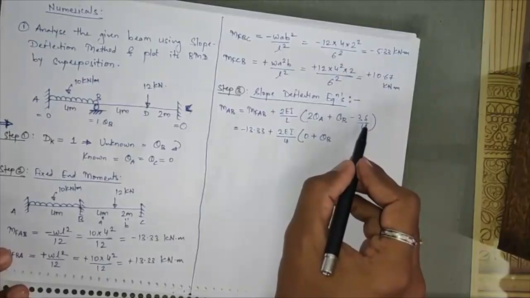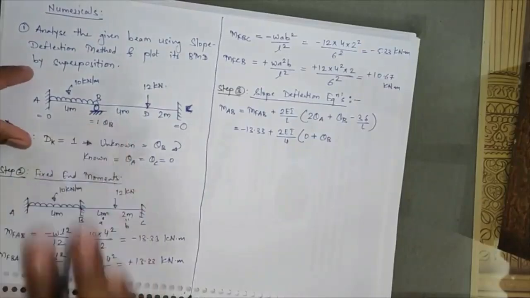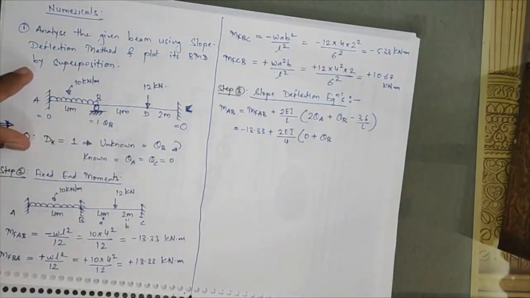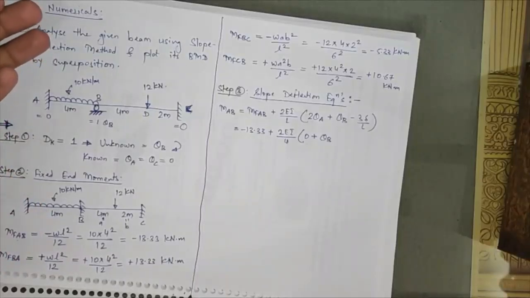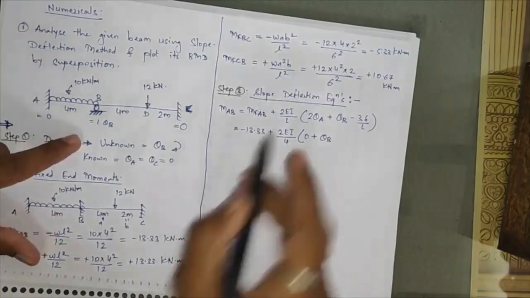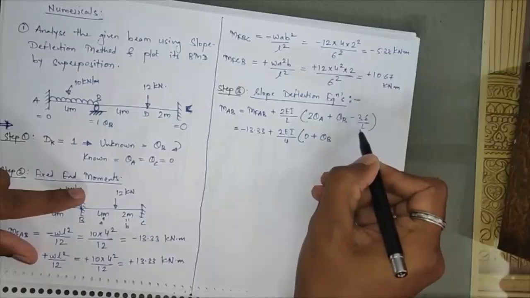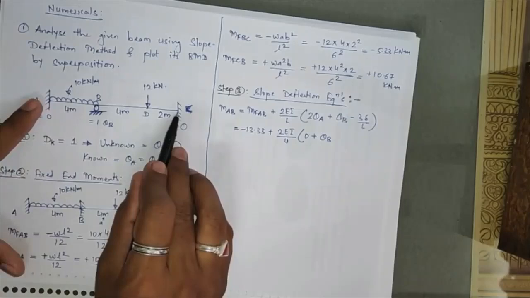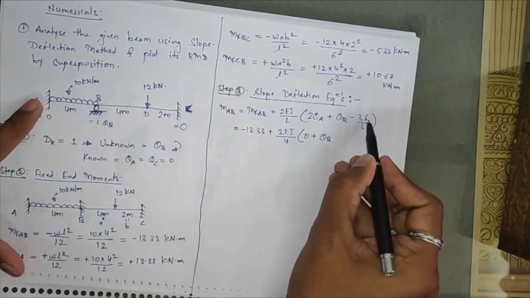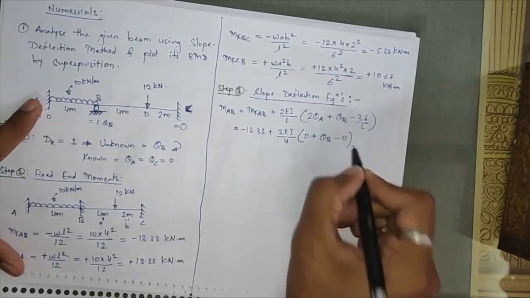Now delta, what is that? If some conditions are given in the problem, like a sinking support condition, or your support is deflecting by this much amount, or it is deflected by a positive or negative amount, only at that time do you have to consider the delta signs. Delta is the rotation due to translational displacement. But here no translational displacement is given in this complete numerical. So due to that, this complete value will again become equal to 0.